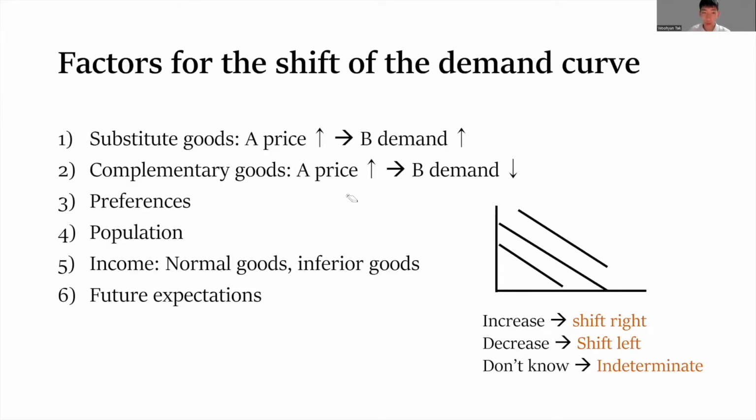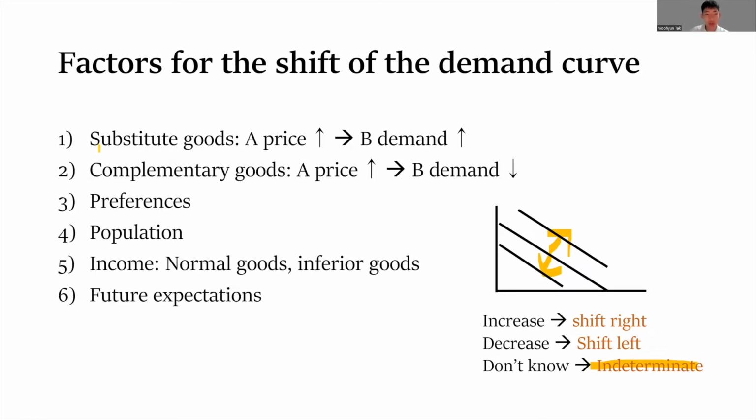Then let's learn about the determinants for the shift of the demand curve. To start with, if the demand increases, then the curve shifts right. This is the same in supply too. If there is a decrease in demand, the curve will shift to the left. But if we don't have any information, then we say it is an indeterminate situation.